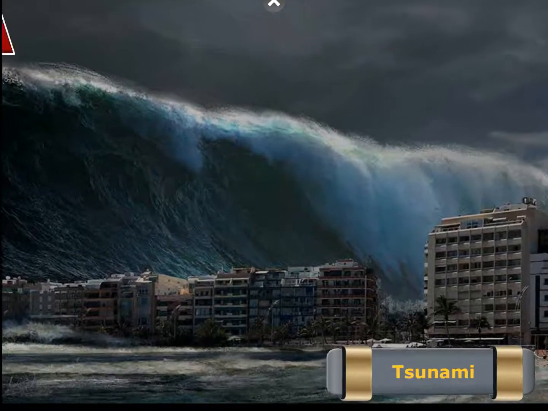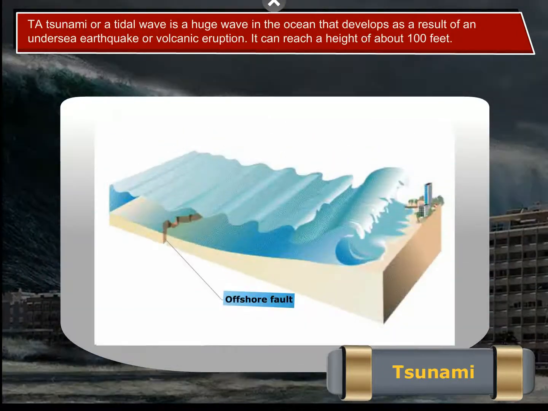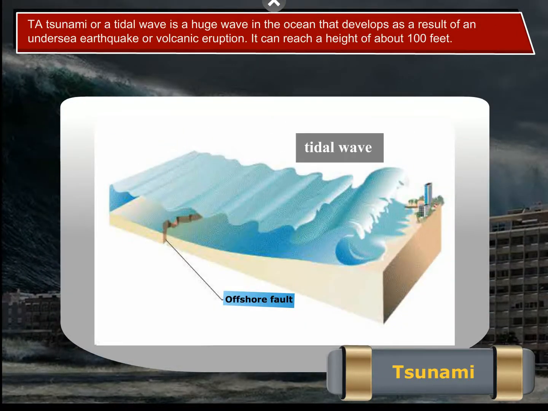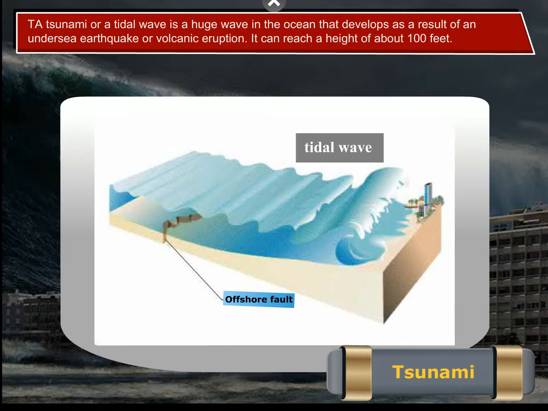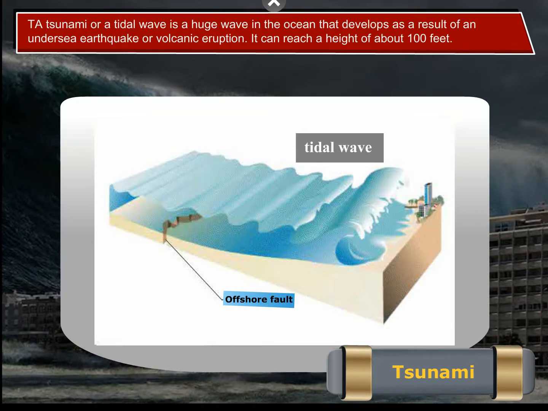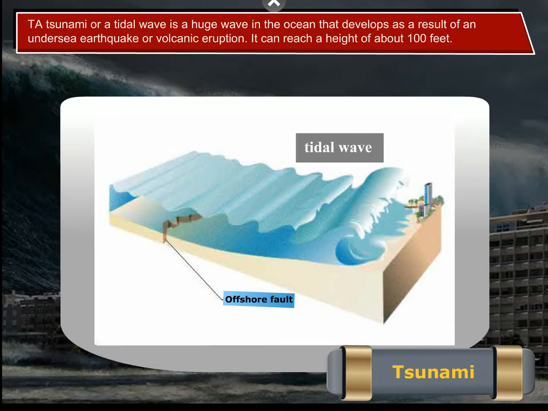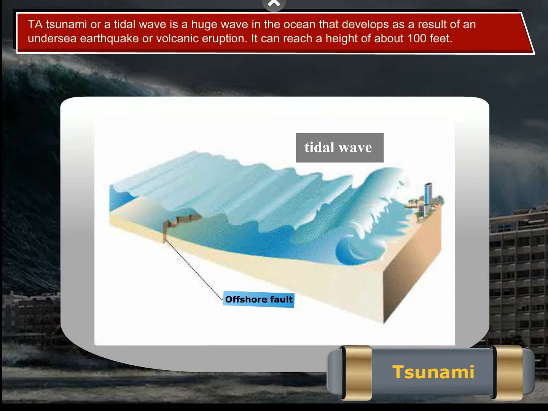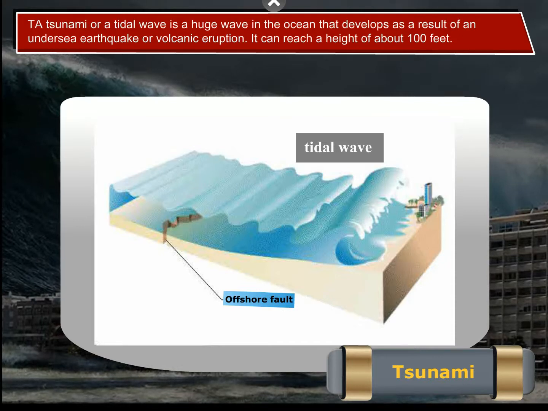Tsunami. A tsunami or a tidal wave is a huge wave in the ocean that develops as a result of an undersea earthquake or volcanic eruption. It can reach a height of about 100 feet.